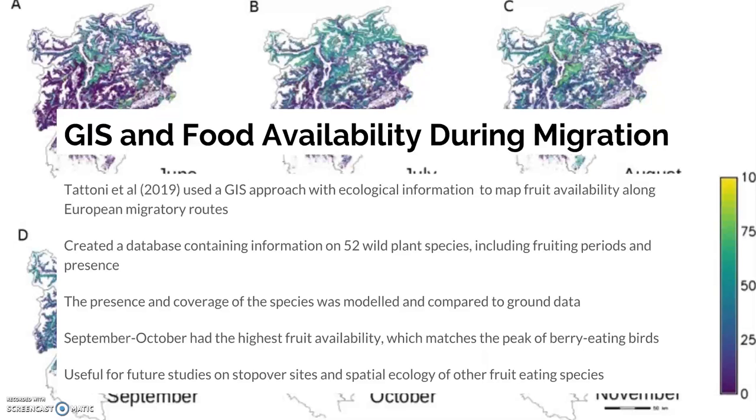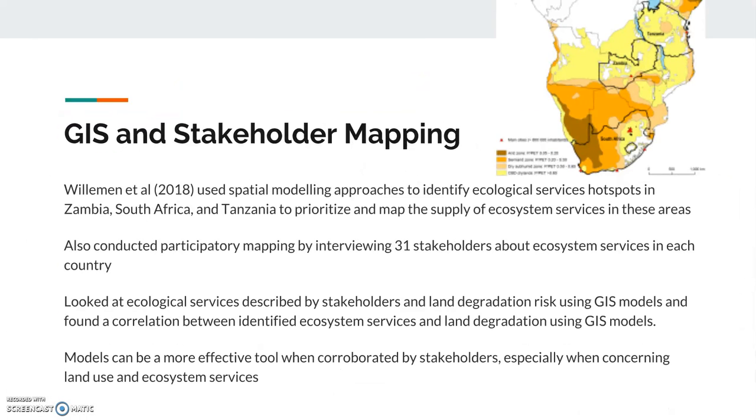They did find that September through October had the highest fruit availability, which matched the peak of berry-eating birds in those areas. So studies like this are useful when looking at migration patterns and looking at where migrating species will stop and when they'll stop. And so this was another use of GIS.